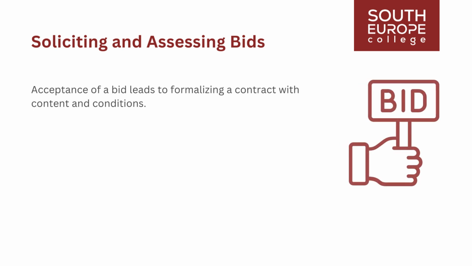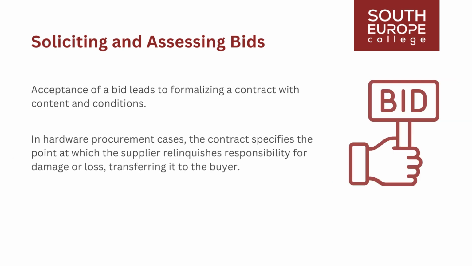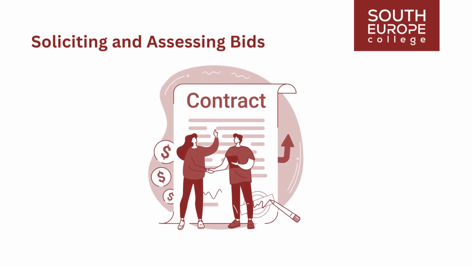Acceptance of a bid leads to formalizing a contract with content and conditions. In hardware procurement cases, the contract specifies the point at which the supplier relinquishes responsibility for damage or loss, transferring it to the buyer. Procurement management, as a specialized function, demands legal and contract administration expertise. In some organizations, this responsibility is delegated to a dedicated procurement division.